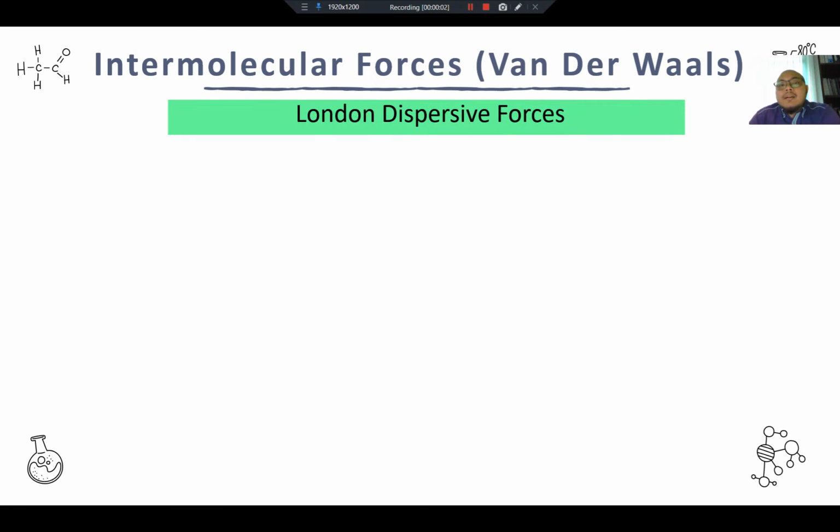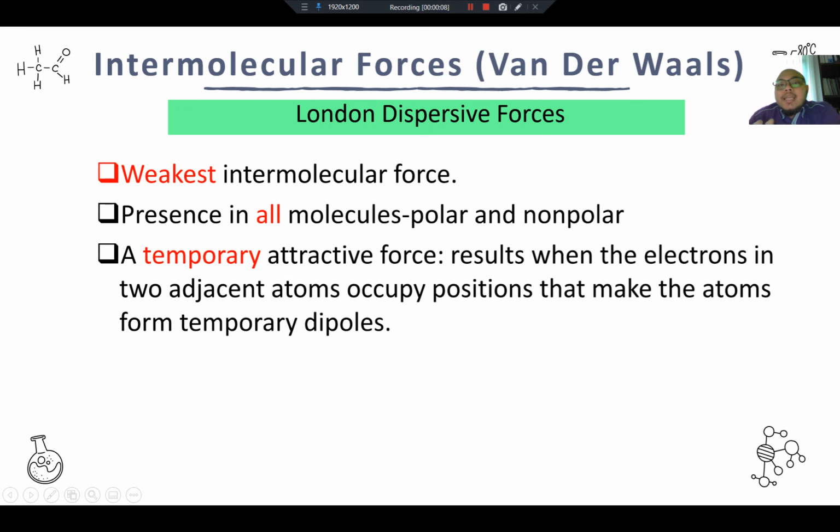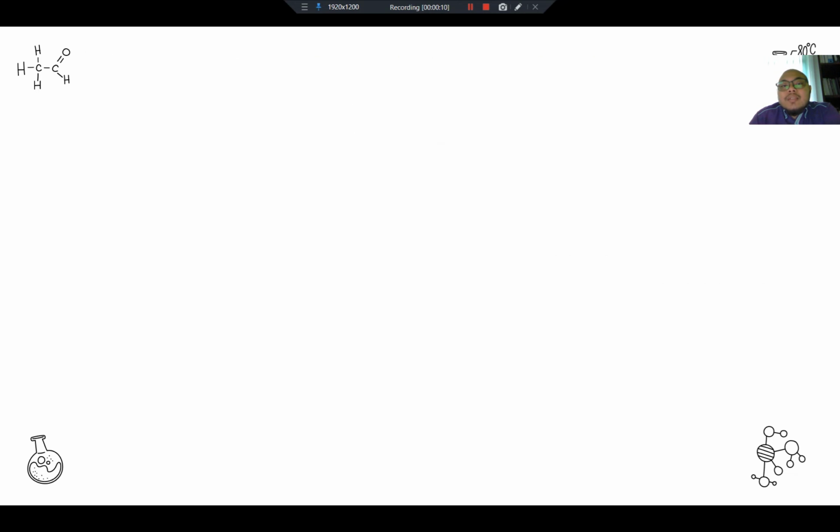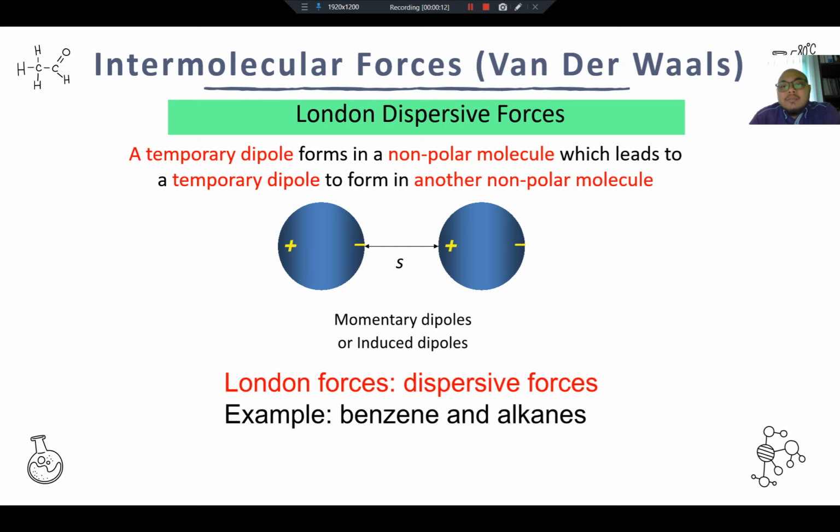Now let's look at the other type of intermolecular forces, which is the London dispersion forces. London dispersion forces are the weakest among all. It is actually a temporary dipole that forms in a non-polar molecule, which leads to a temporary dipole forming in another non-polar molecule.